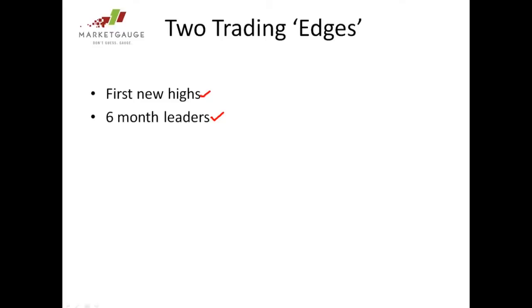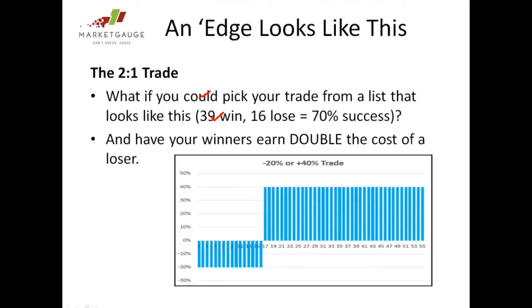So the idea of an edge is that if you were to just enter the market in a situation where you have an edge, the best edge, I should say, is one where all you have to do is enter the market, and you could put your targets and your stops in the market at the same time, and the odds of you coming out a winner are very much in your favor.